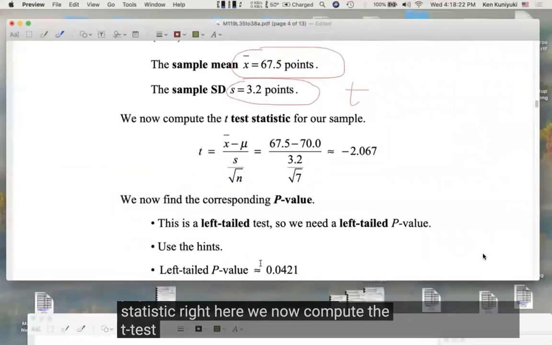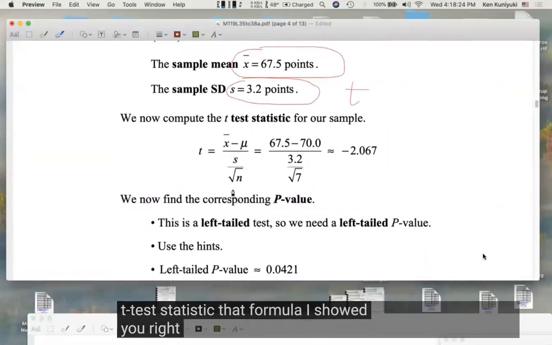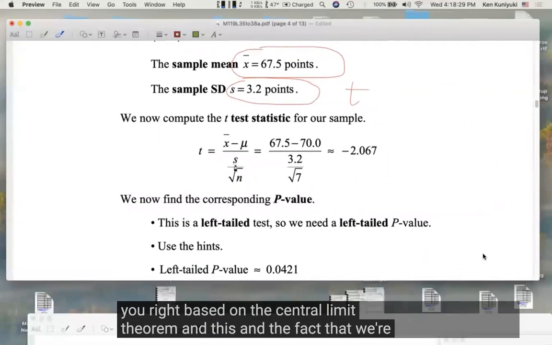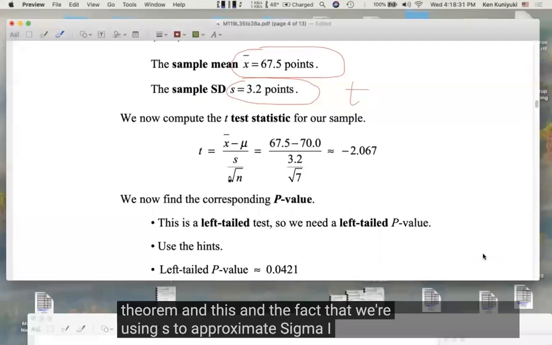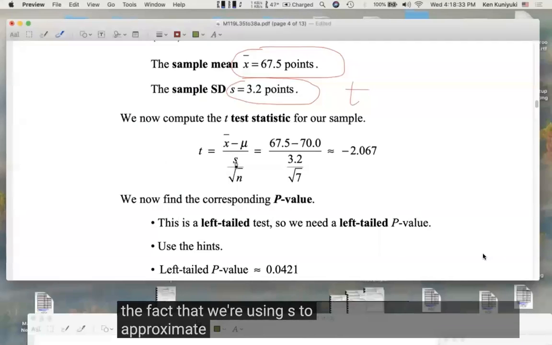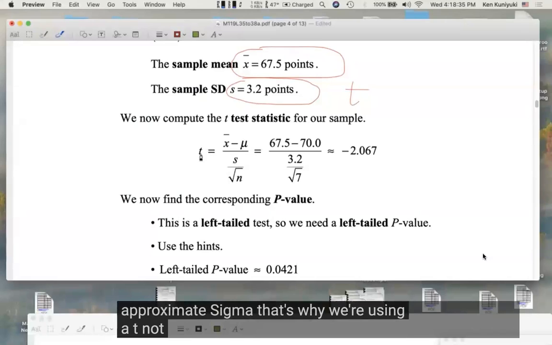We now compute the T-Test statistic. That formula I showed you, right? Based on the central limit theorem and the fact that we're using S to approximate sigma. Remember, the fact that we're using S to approximate sigma, that's why we're using a T, not a Z. All right, here's the formula.